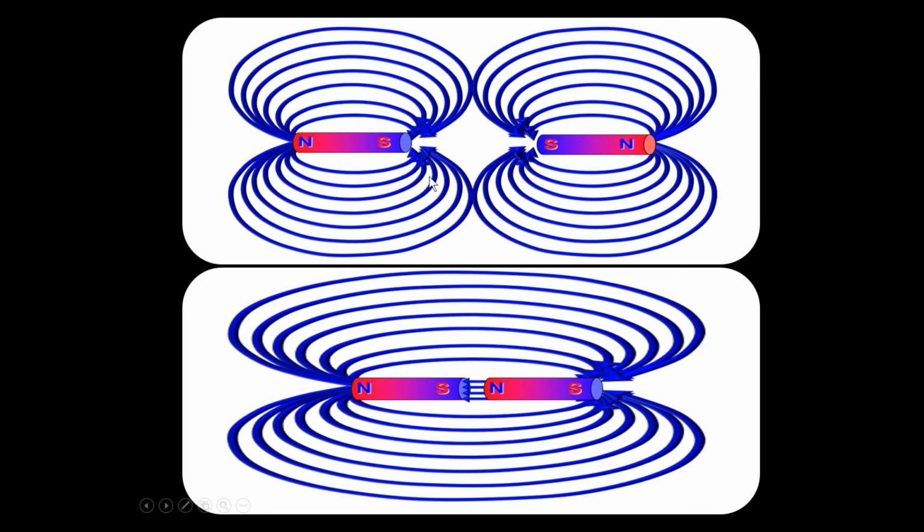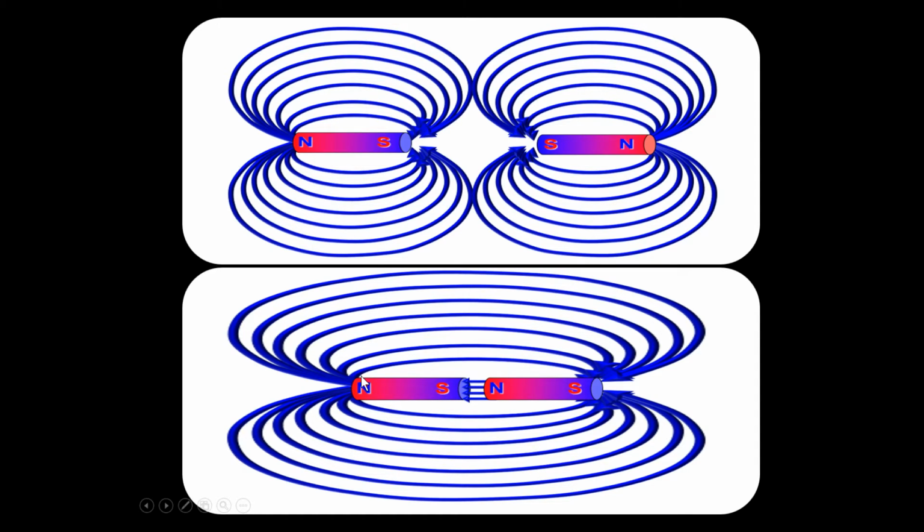So if I have a magnet here and a magnet here, and the magnetic field's going from north to south here and from north to south here, the magnetic fields are opposing each other. They're going against each other, and that creates a force of repulsion.